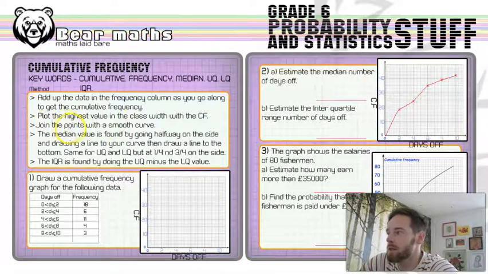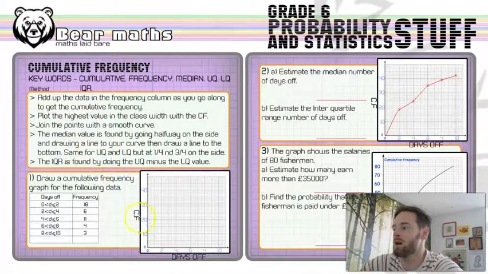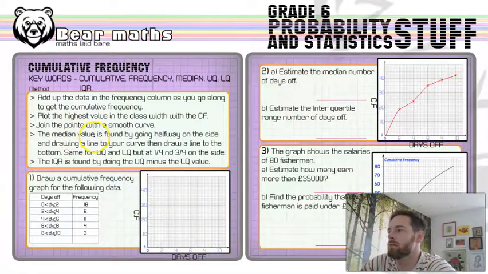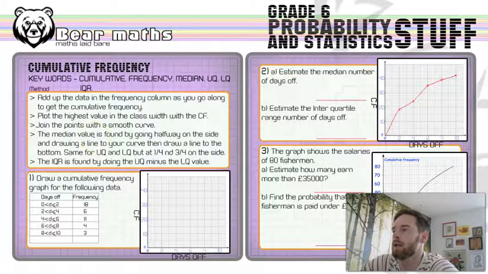Then to find the median value, we go halfway up the side, so the y-axis, drawing a line that hits the curve that you would have drawn in the graph, and then draw a straight line that goes down to find the median value. You do the same thing for the upper quartile and lower quartile values respectively, but go from 1/4 of the way and 3/4 of the way up on the y-axis scale.